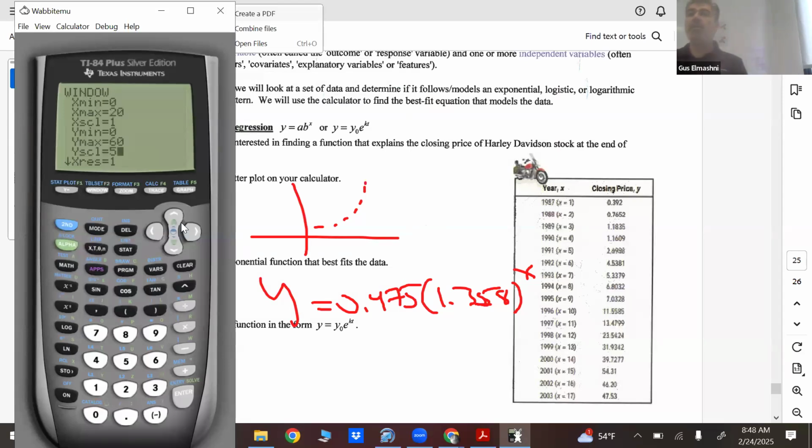That means that every tick mark will be 5 units. So it'll be 12 tick marks, so you can actually see what's going on. Okay, so that's a little better, right? And see the regression line.